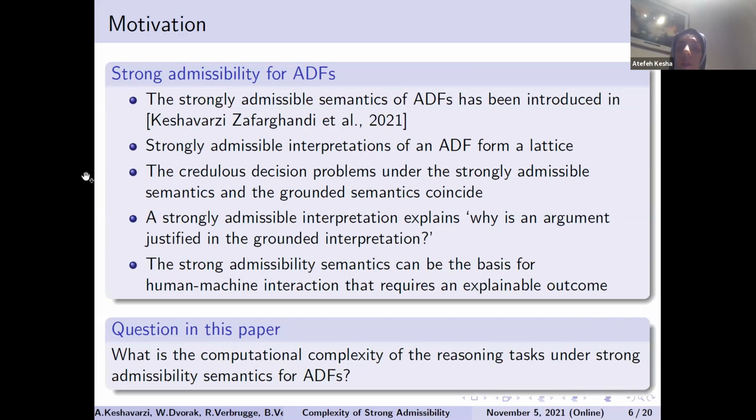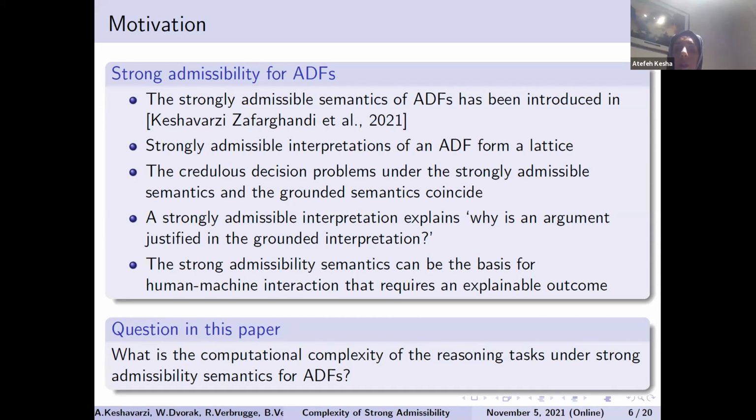The notion of strongly admissible semantics for ADFs has been introduced, and several properties of this notion have also been studied. For instance, it is shown that each ADF has at least one strongly admissible interpretation. The set of strongly admissible interpretations makes a lattice with the grounded interpretation as the top element and the trivial interpretation as the least element. Then the credulous decision problems under strongly admissible interpretation semantics and grounded semantics coincide. And it is also shown that the strongly admissible semantics can be the basis for human-machine interaction that requires an explainable outcome.